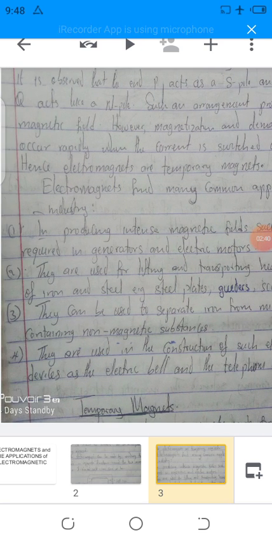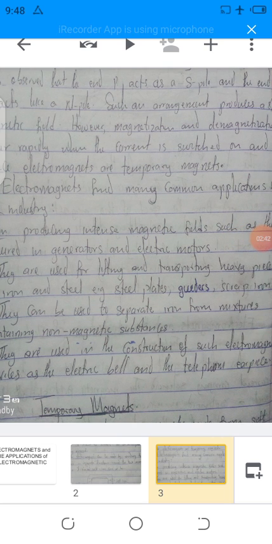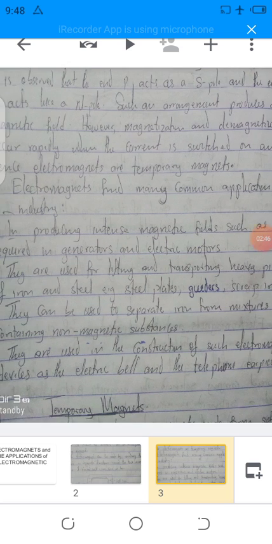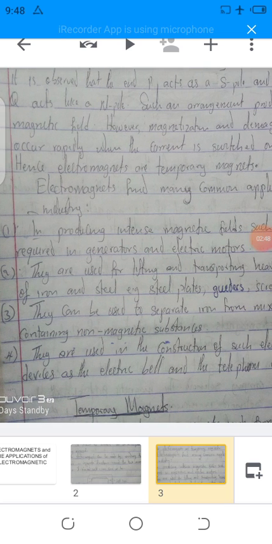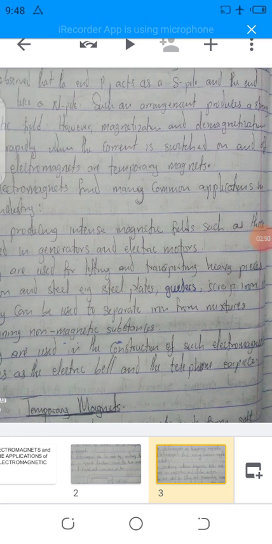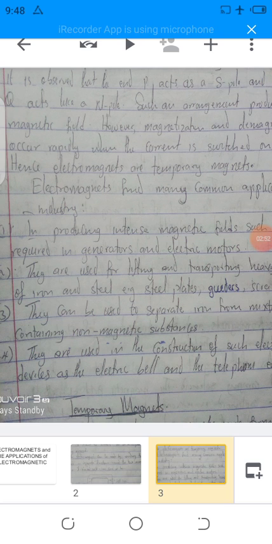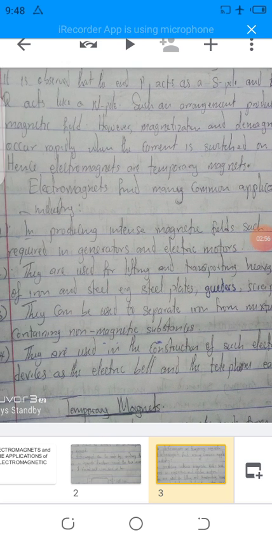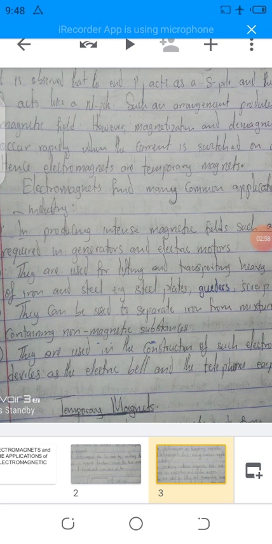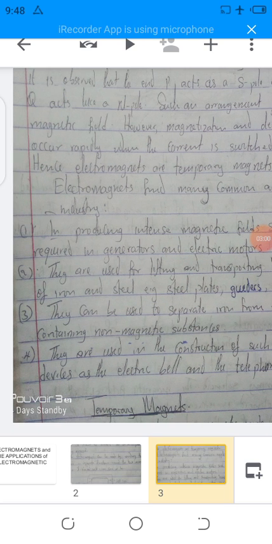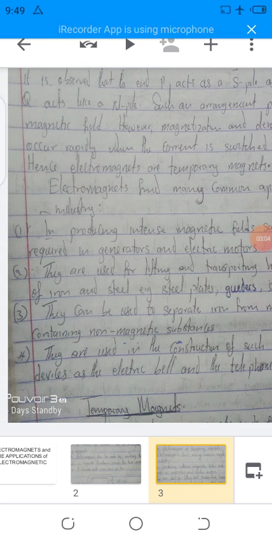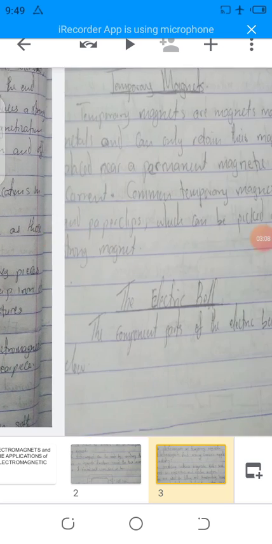It can also be used in lifting and transporting heavy pieces of iron and steel, e.g. steel plates, girders, scrap irons. They can be used to separate iron from mixtures containing non-magnetic substances. And number four, they are used in construction of such electromagnetic devices as the electric bell and the telephone earpiece.